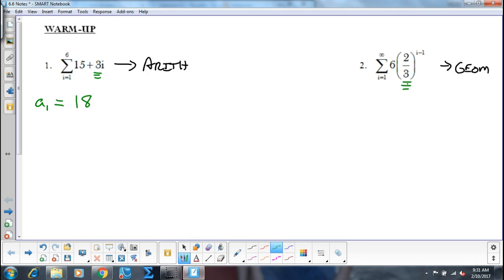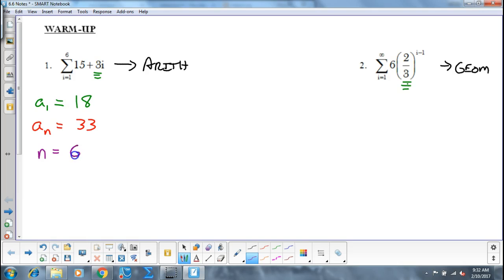I need A sub n. How do I find A sub n? Plug the upper. 6 times 3, 18, plus 15, 33. So the A sub n is 33. I also need n. How do I find n? Upper minus lower plus 1 is 6.